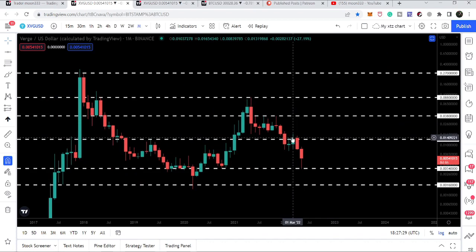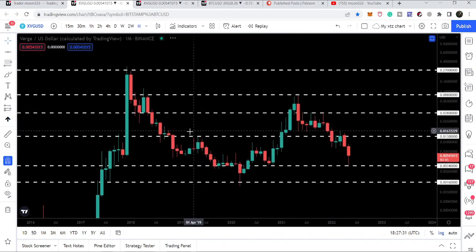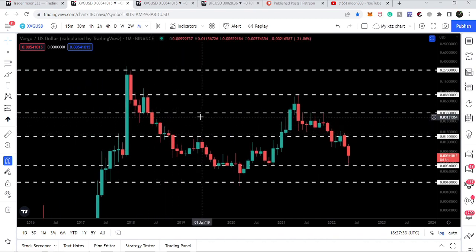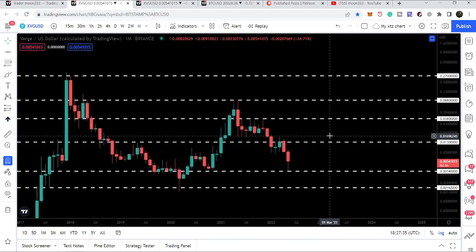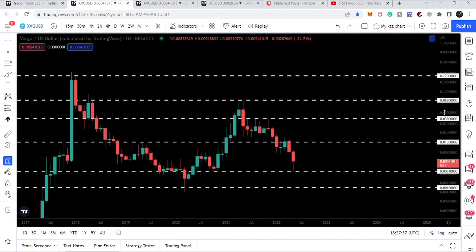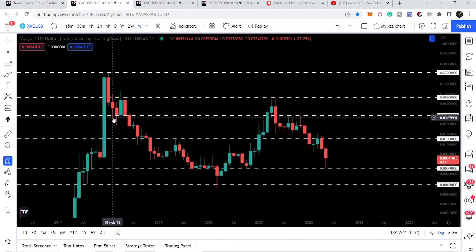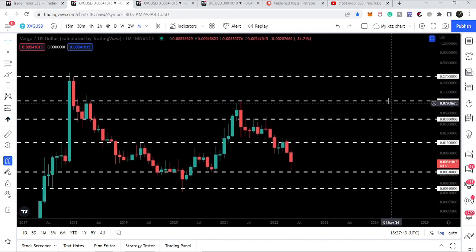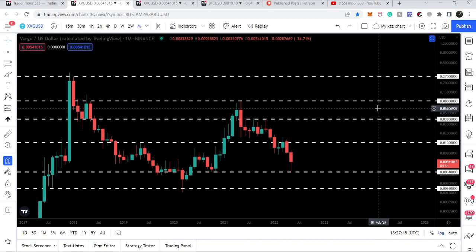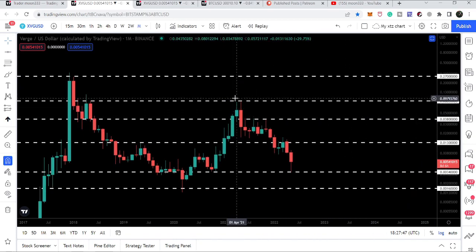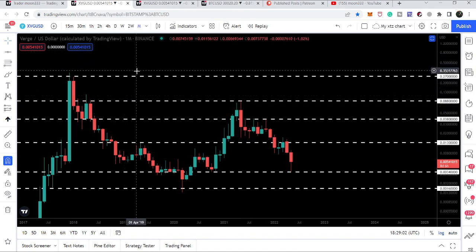Now the next resistance we have on this weekly time frame is at 1.3 cents. It has been working as a resistance here, as a resistance here, as a support here, and as a resistance here. And then we will have the next resistance at 3.8 cents. It has been working as a resistance here and as a support here. And after that, we will have the next resistance at 8.8 cents, very close to 9 cents. And it has been working as a resistance here and as a resistance here. And then our final resistance will be here at 27 cents.